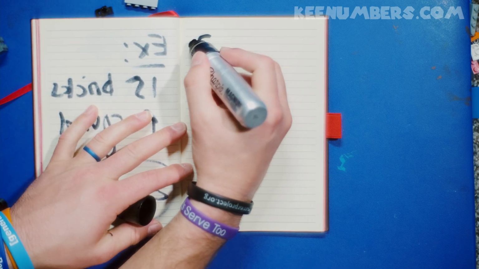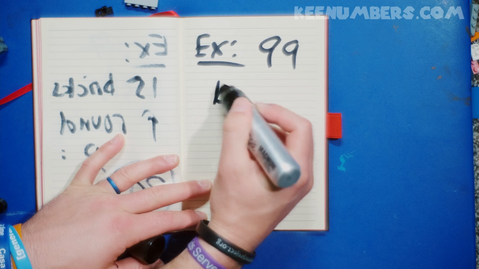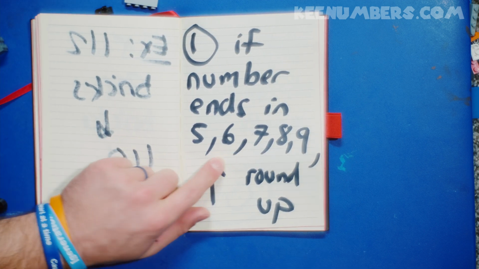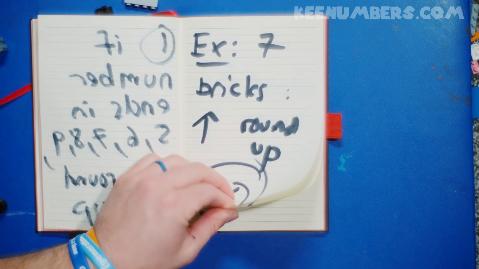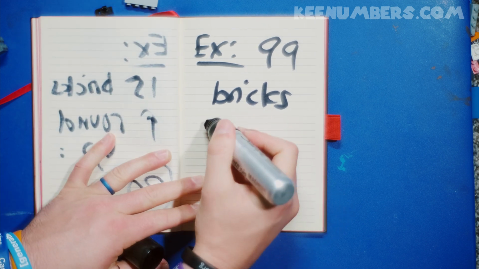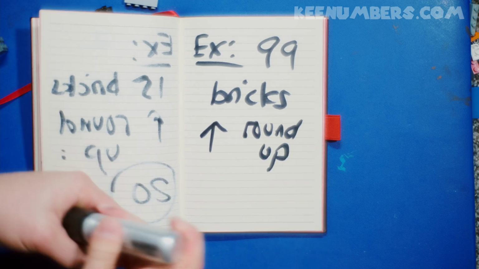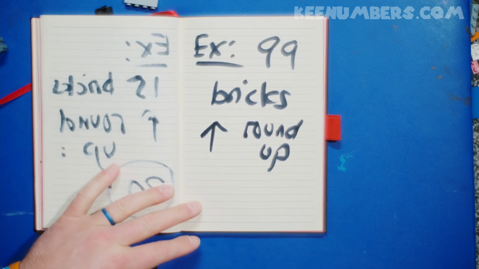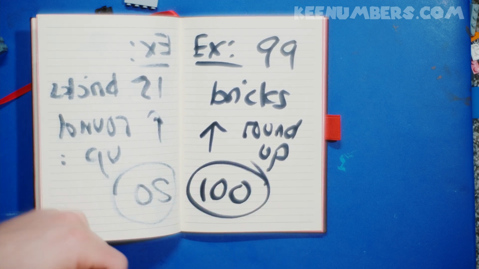Another example. What if it's 99 bricks? Well, the rule says if it ends in 9, 5, 6, 7, 8, or 9, then, this is easy. Instead of just saying 99 bricks, we'll just round up. What's the nearest 10? Well, 9 is pretty close to 10. So this means it actually is about 100 bricks.